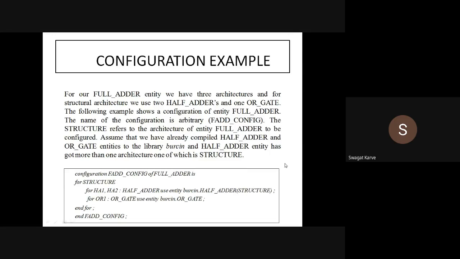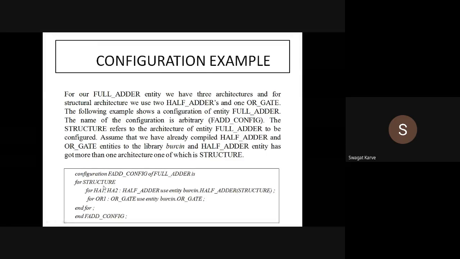You can go through it, no problem. So this is configuration, this is configuration name, this is entity name, right? FADD underscore config is the configuration name, and full adder is the entity name.